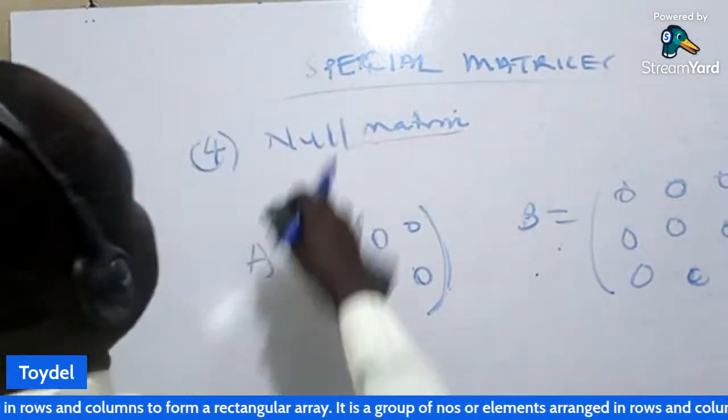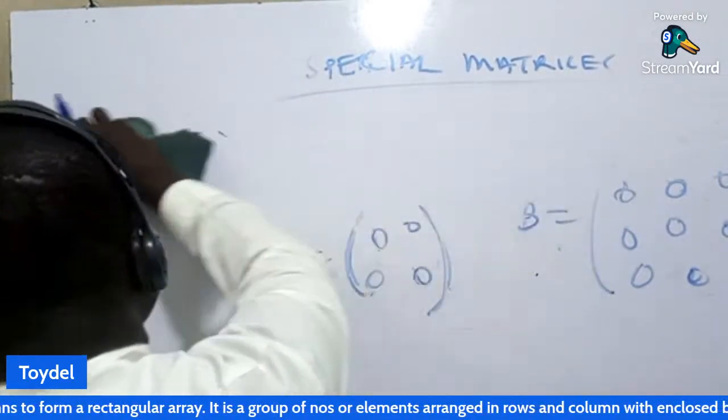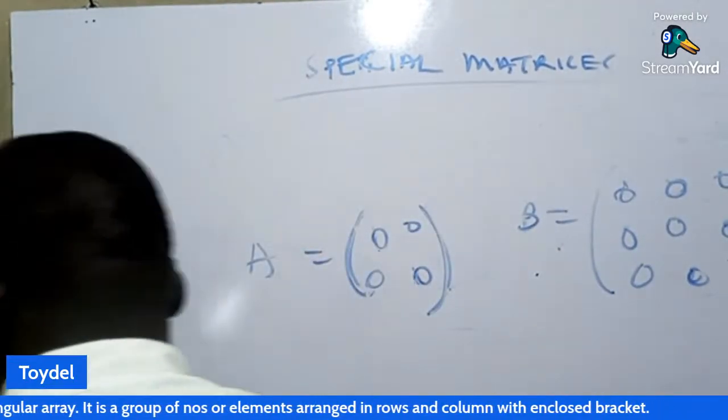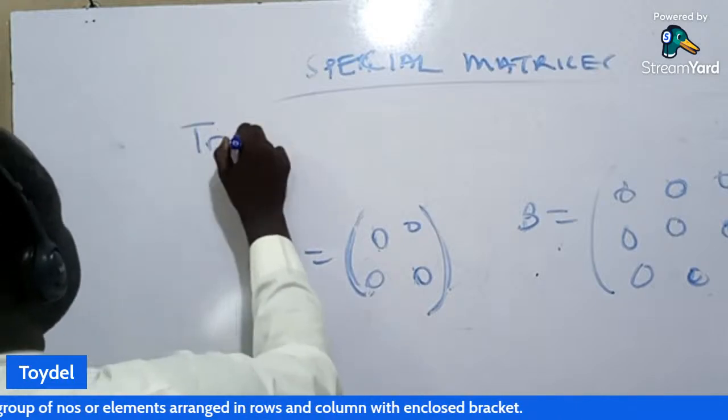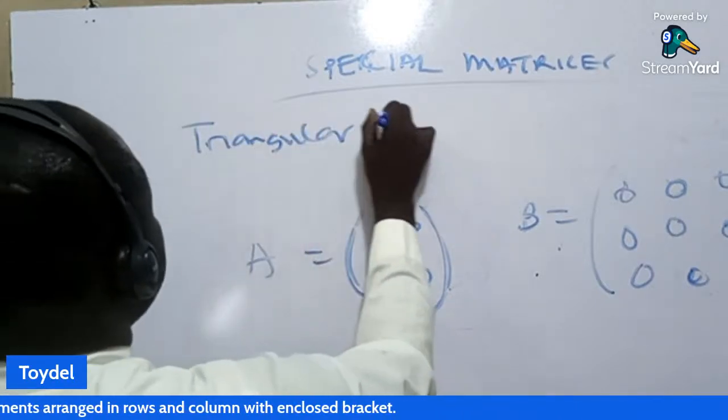Then the last special matrix that we are going to consider is called the triangular matrix.